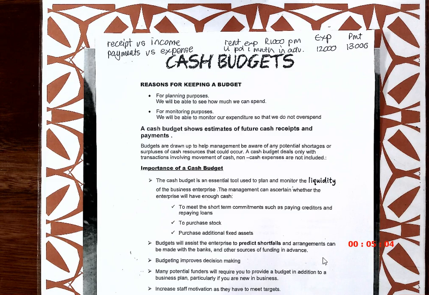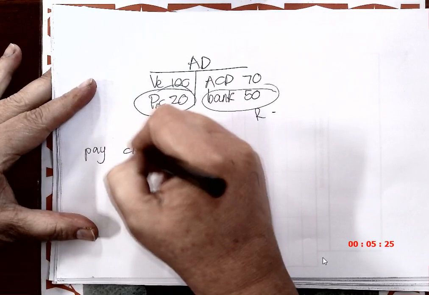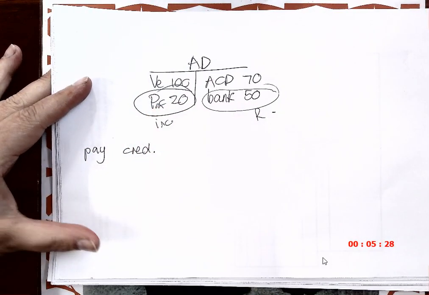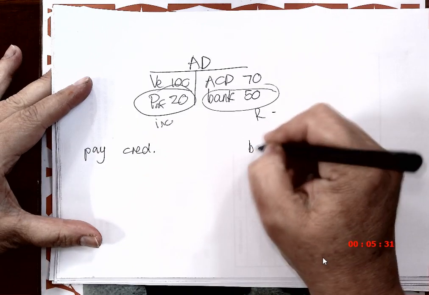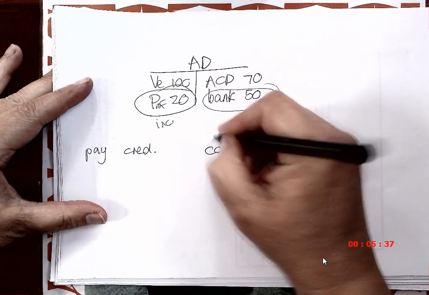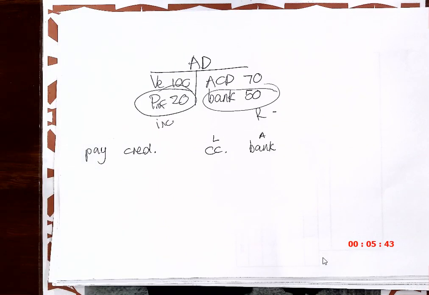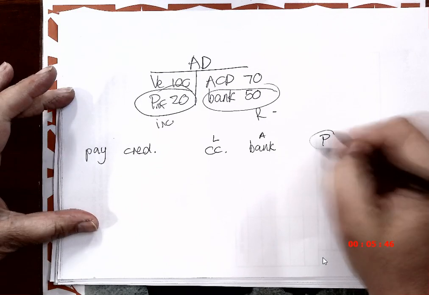Let me quickly give you an example. I pay my creditors. Is that an expense, payment, or both? No, let's do this. I pay creditors. What are my two accounts if I had to do the journal? Bank and creditors control. Do you see any expense there? No, because this is a liability and this is an asset. So is this an expense or a payment? This is a payment.